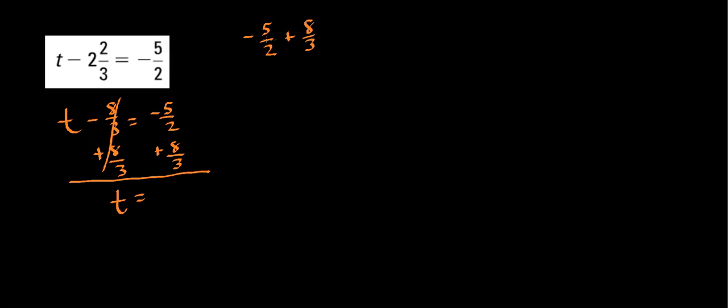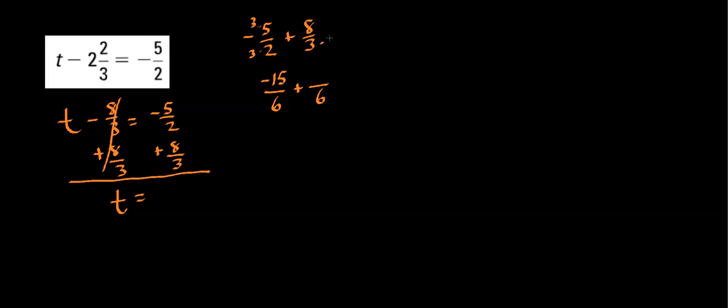In order to be able to add these fractions, I need a common denominator. So my least common denominator between 2 and 3 is 6. So I'm going to write both of these in terms of sixths. So this one over here, I'm going to multiply the top and the bottom by 3. So the negative 5 times the 3, this is negative 15. So all I did there was multiply 3 times 2 is 6. 3 times negative 5 is negative 15.